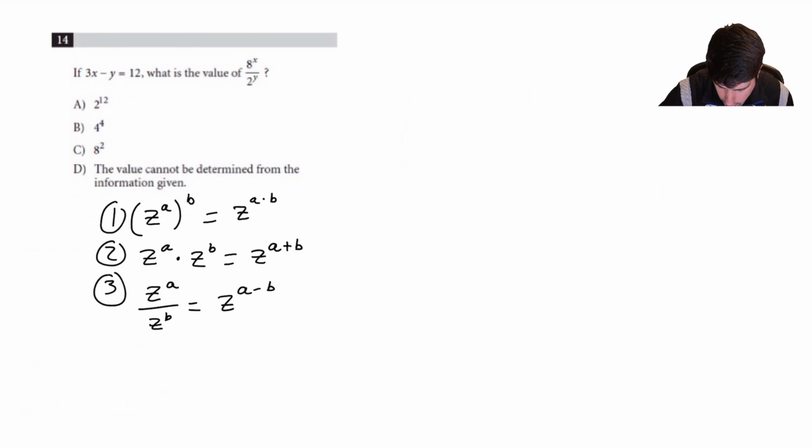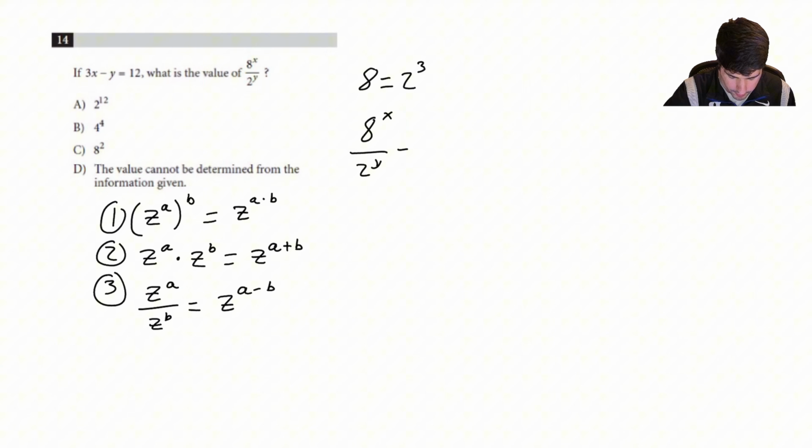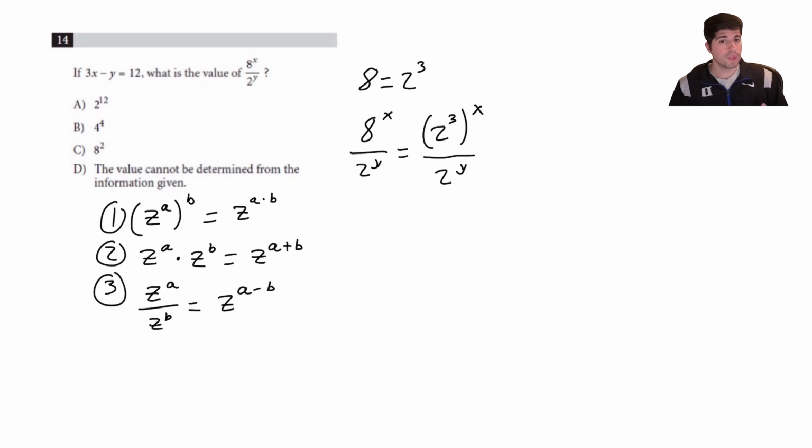In particular, this applies when you have the same common base, right? But in this problem, we don't have the same common base. However, notice that 8 is just 2 to the power of 3, so 2 cubed. So we can rewrite 8 to the x over 2 to the y as 2 to the 3 to the power x divided by 2 to the y, right? Again, this is directly from the fact that 8 is equal to 2 cubed, so I replace 8 by 2 cubed.